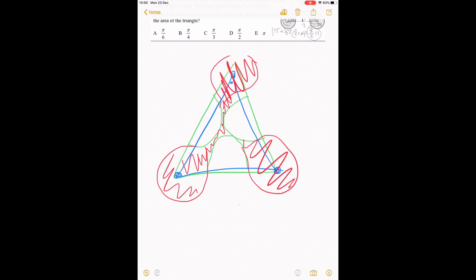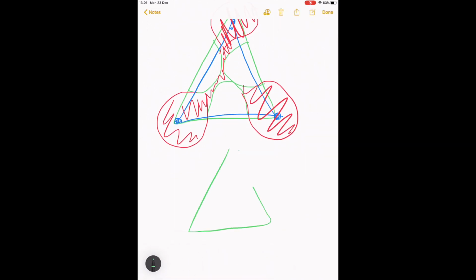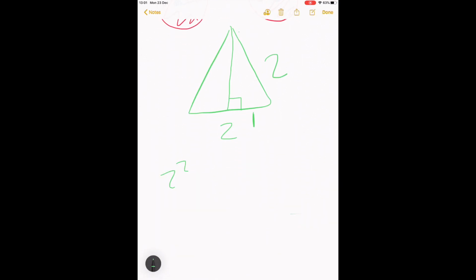So our area of our triangle would be, so we know it's an equilateral triangle, therefore the side length would be 2. And then we can just find its perpendicular height. We can make that into a right angle triangle, and we know that half of that base would be 1. So we would use Pythagoras theorem to do 2 squared minus 1 squared. So 2 squared is 4, 4 minus 1 is 3, so the square root of that is root 3.